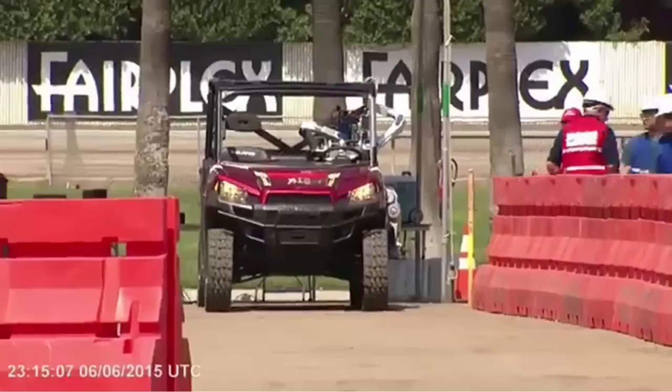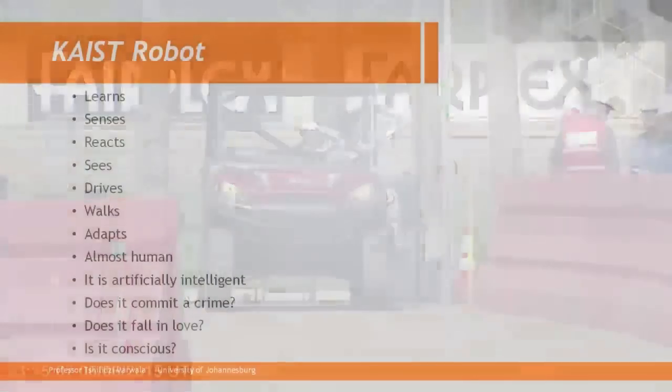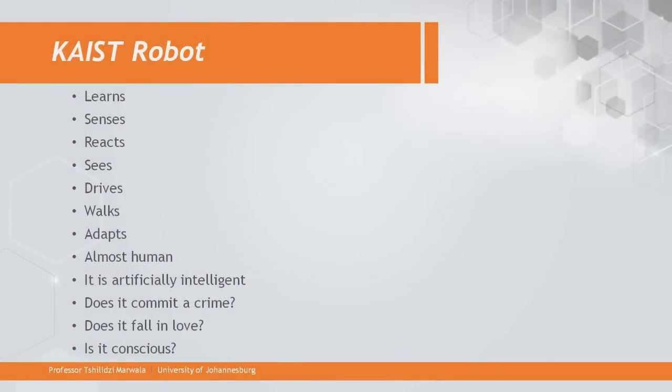Now, what can we learn from this robot? Clearly, it learns. Just like a human being, it is able to learn. It senses its environment. That is why it was not colliding with walls. It reacts. Well, you can say it sees, because seeing is basically visually perceiving your environment. And it can do this quite easily because it has a camera mounted on it. It was driving a car. It walks. It adapts. When it climbs a stair, it walks. But when it is traveling on a flat floor, it actually drives.